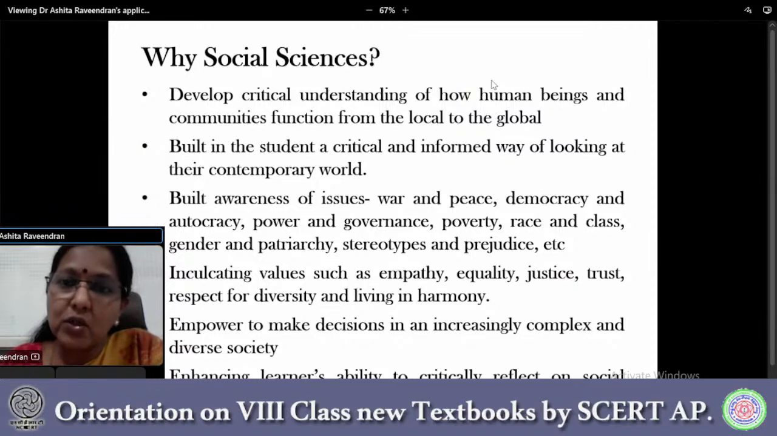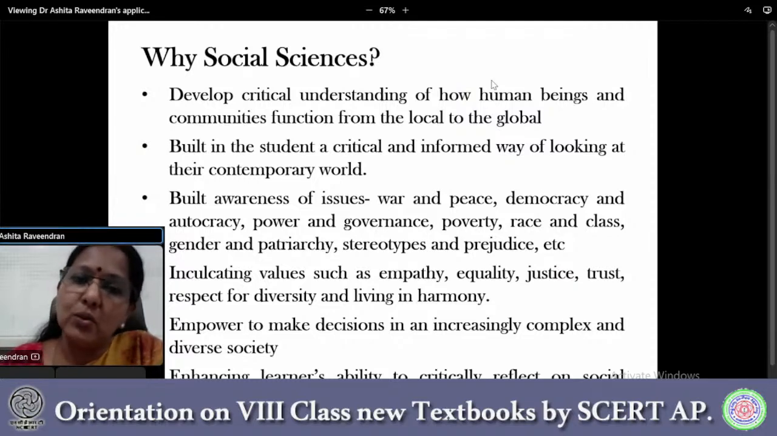So there are many benefits also associated with it. In this complex, diverse society, how will you make a decision with respect to certain problems? This decision-making ability is very crucial for any individual as a global citizen. They will be able to acquire these things through the social sciences.